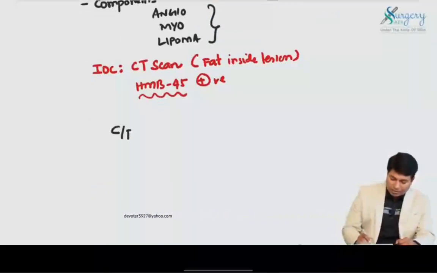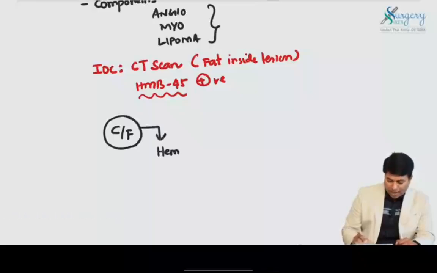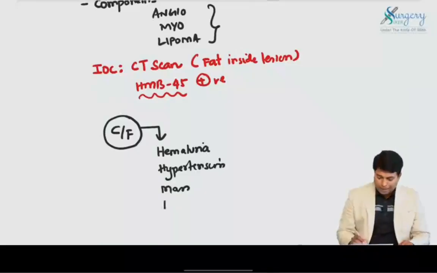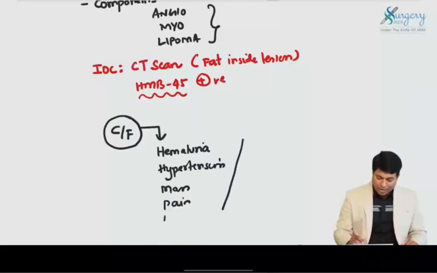So what are the clinical features the angiomyolipoma patient may come to you with? They come with hematuria, hypertension, mass, pain, everything the same as RCC. They may also have anemia, everything will be there.